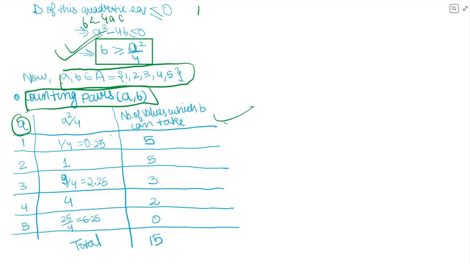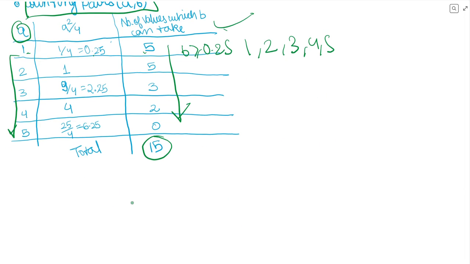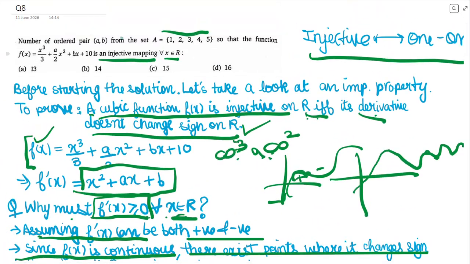If we take a as 1, a²/4 becomes 0.25. And how many values can b take? b must be greater than 0.25 in the set. So b can be 1, 2, 3, 4, or 5. So b can take 5 values. Similarly, for all these values of a, b can take these values. And finally, the total number of values which b can afford is 15. So what we have to find is how many pairs of a and b are possible. So 15 pairs are possible, right?